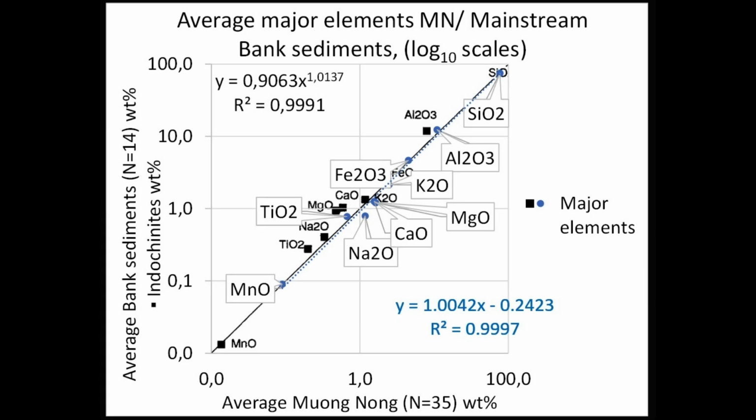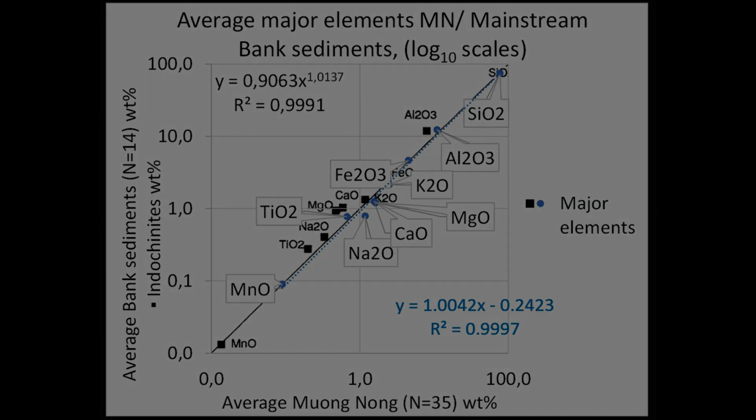The muong-nong tektites are compared to Mekong River bank sediments, that have a composition almost equal to the tektites, and fits within other attempts to predict a precursor's chemical composition. The major oxide elements fit at an R² of 0.9991.